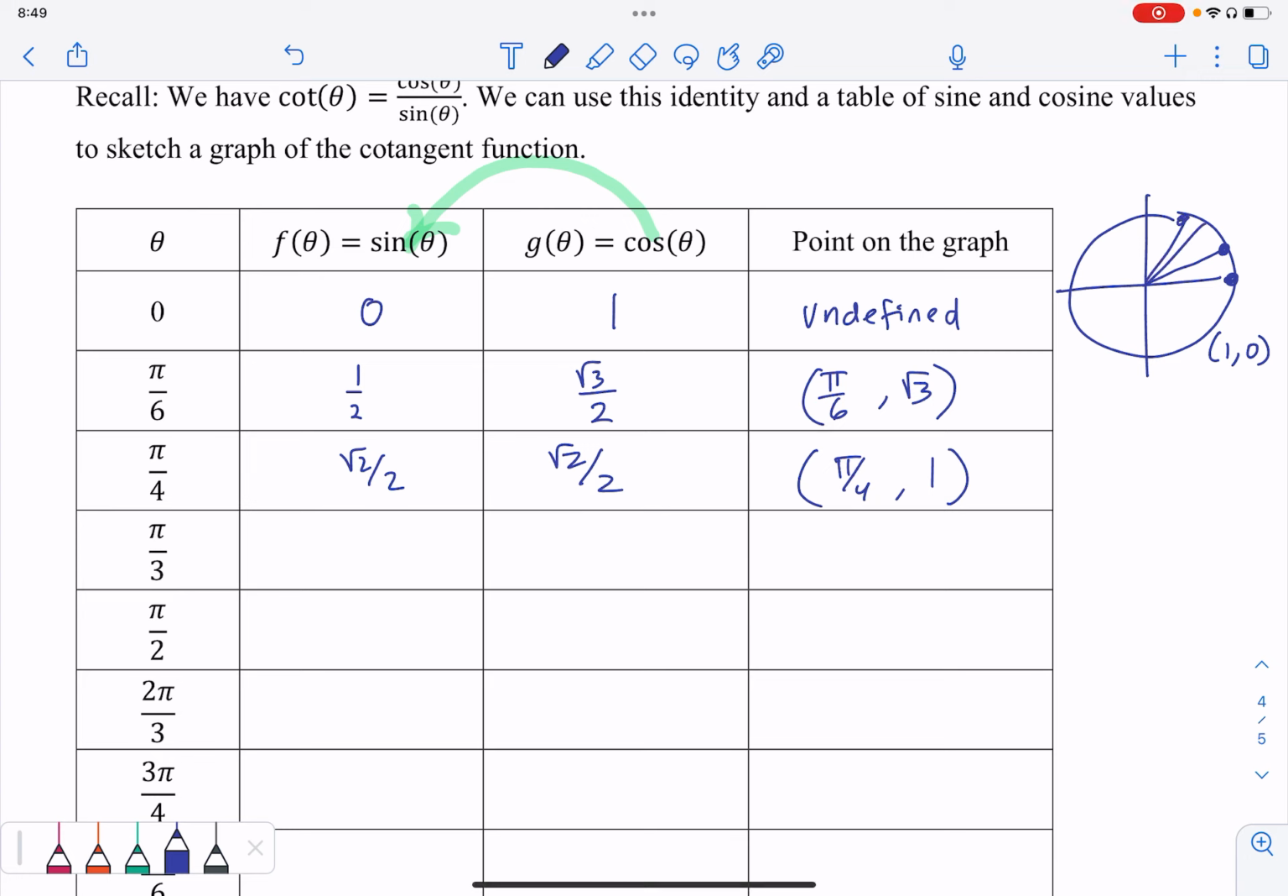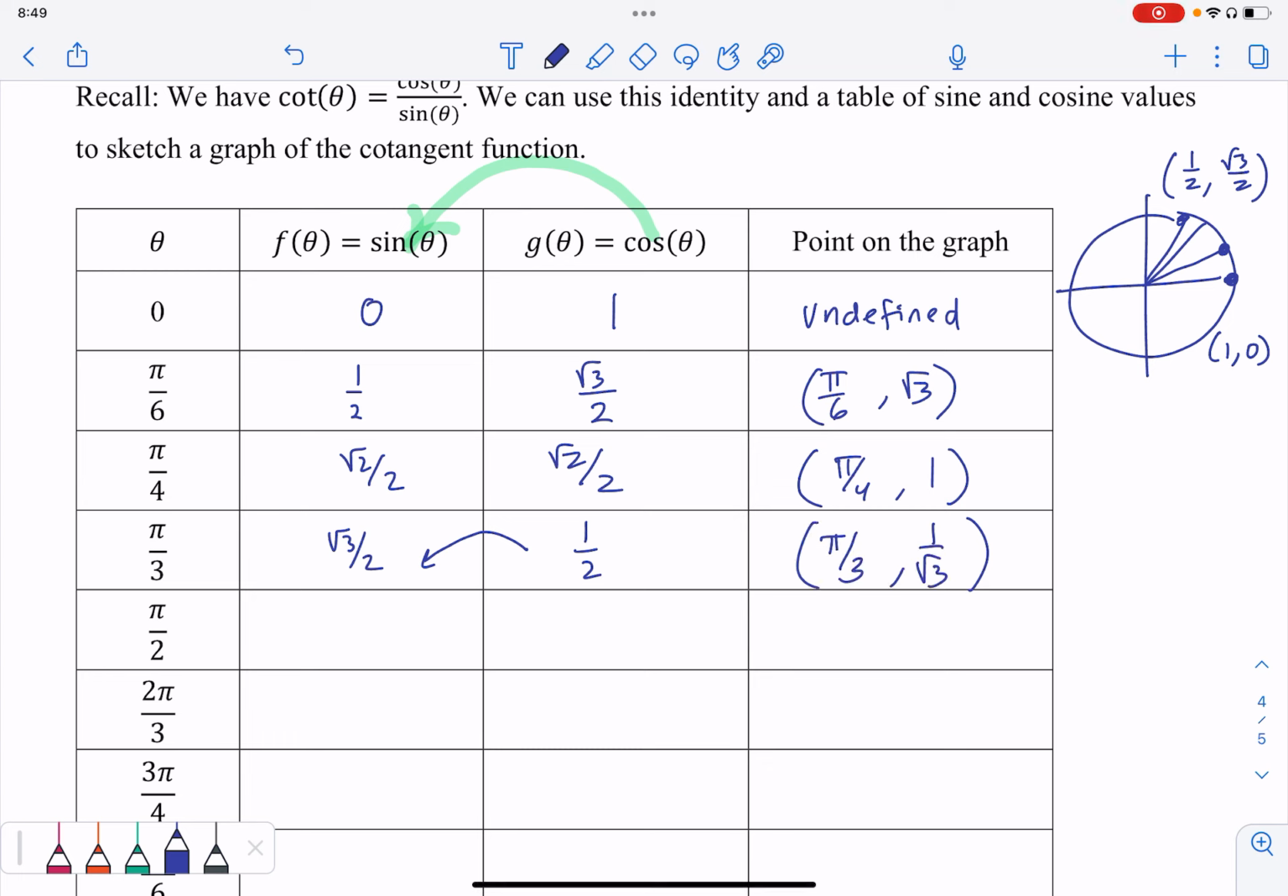And what about pi over 3? Well, pi over 3, I'm over just a little bit, but up the farther amount. So the sine value is root 3 over 2, and the cosine value is 1/2. And again, cosine over sine, okay, that's going to give me 1/2 divided by root 3 over 2. Actually gives me 1 over root 3 for the output when pi over 3 is the input.